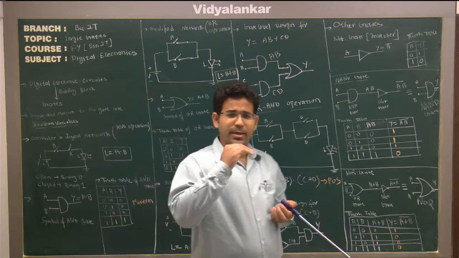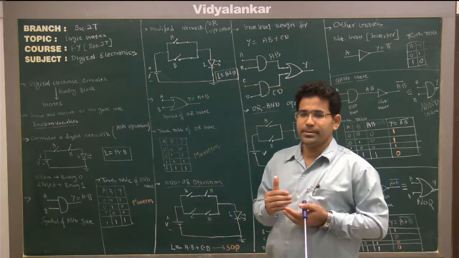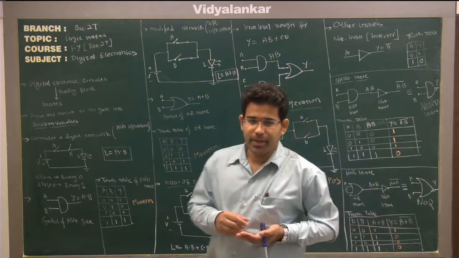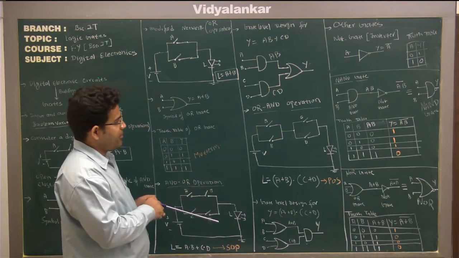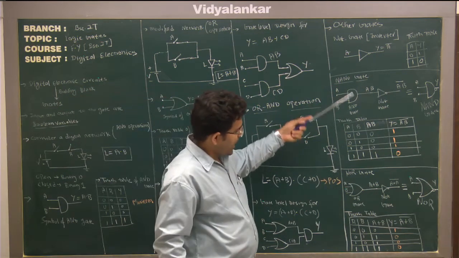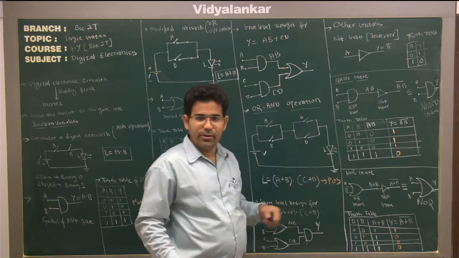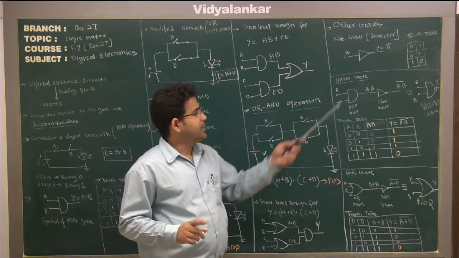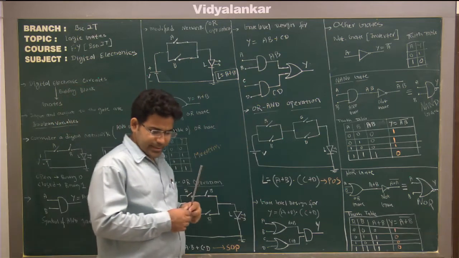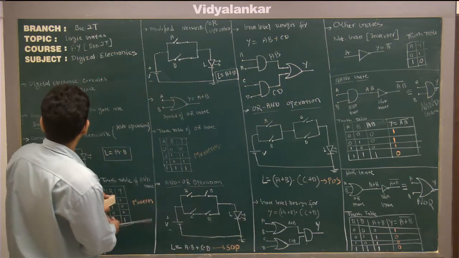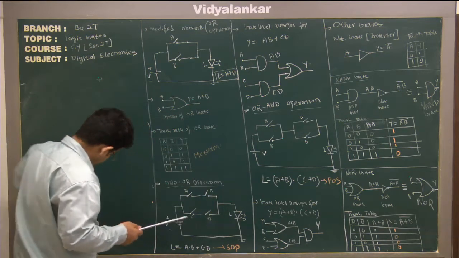Apart from these gates, there are two more gates which are known as special purpose gate or exclusive gate. Before discussing those two gates, let's classify these 5. Out of these 5 gates, NAND and NOR are known as universal gate, and other 3, NOT, AND, and OR are known as basic gates. And let's first discuss exclusive gates or XOR and XNOR gate.